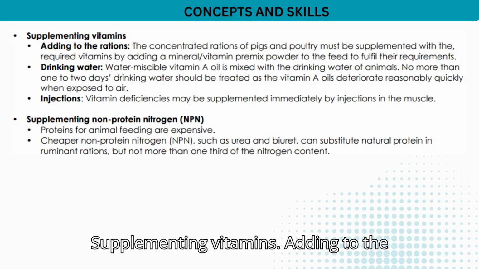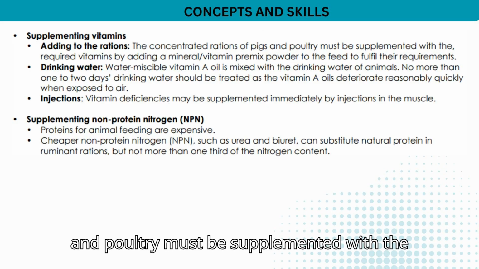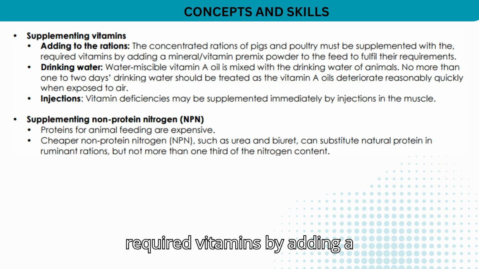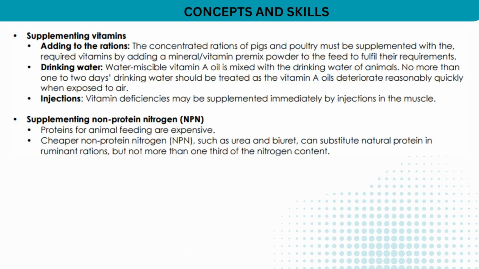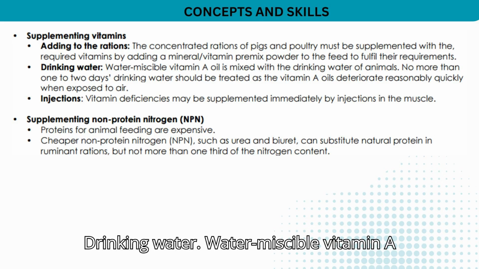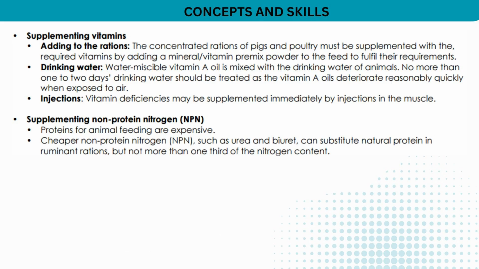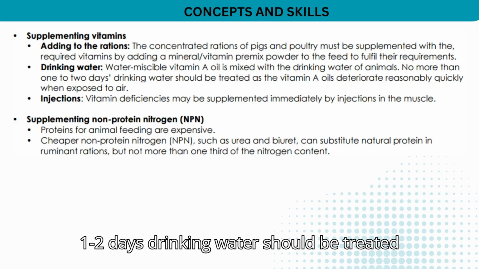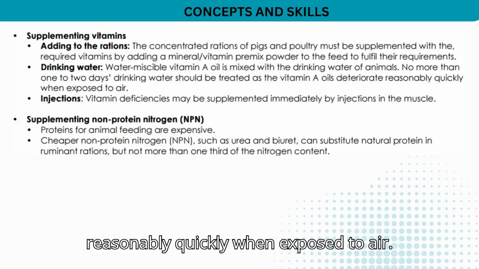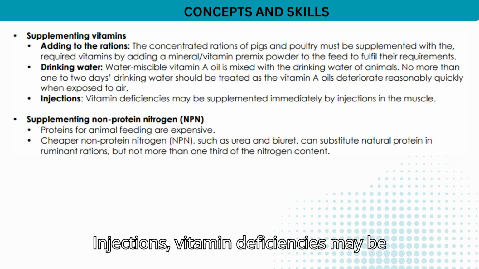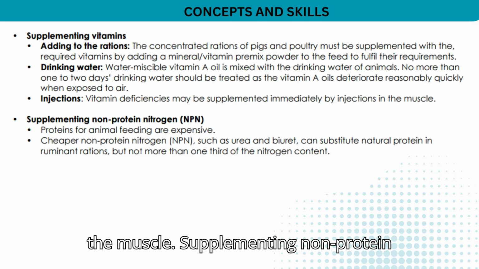Supplementing vitamins. Adding to the rations: the concentrated rations of pigs and poultry must be supplemented with the required vitamins by adding a mineral/vitamin premix powder to the feed to fulfill their requirements. Drinking water: water-miscible vitamin A oil is mixed with the drinking water of animals. No more than 1 to 2 days' drinking water should be treated, as the vitamin A oils deteriorate reasonably quickly when exposed to air. Injections: vitamin deficiencies may be supplemented immediately by injections in the muscle.